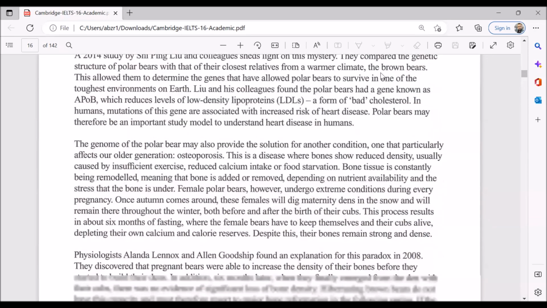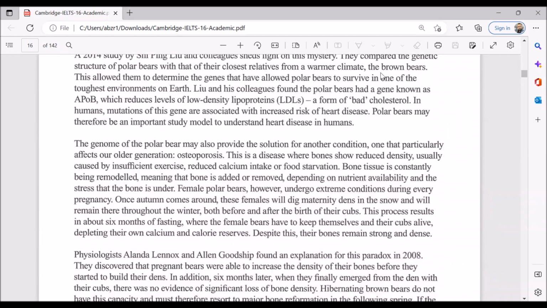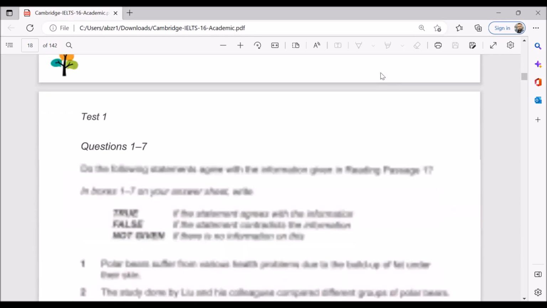But anyways, let's move on to the paragraph number 3, to see if they have given any sort of word like bad cholesterol or similar information. The genome of the polar bear may also provide the solution to another condition on the particular effect of the older generation. Osteoporosis. This is the disease where bones show. No. They are not talking about the bones. They are talking about bad cholesterol. So the answer is there from the paragraph number 2. Let's move on to the next question.